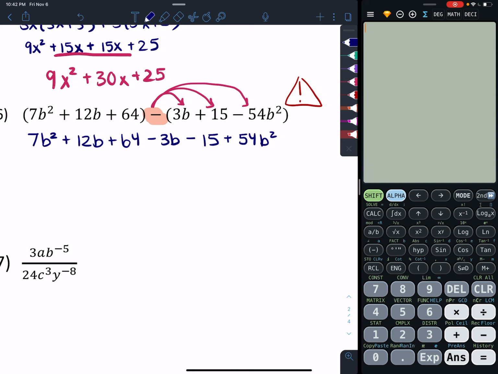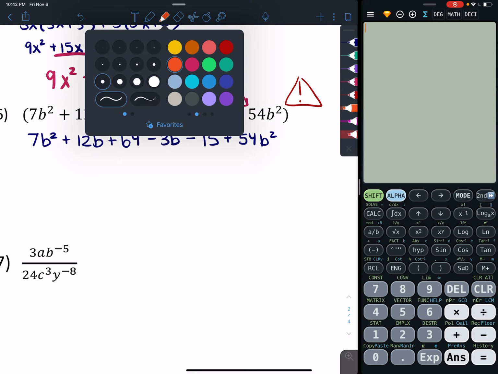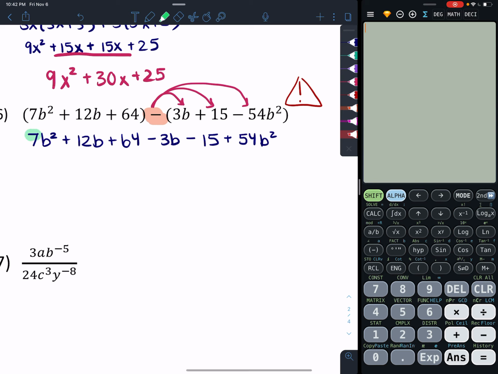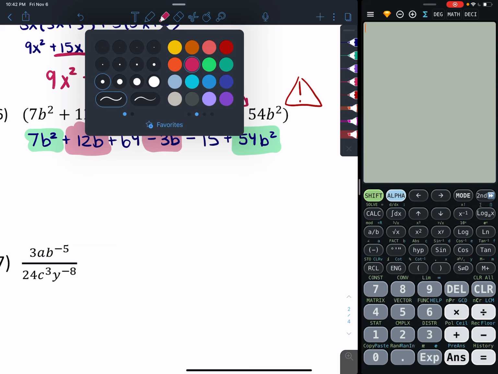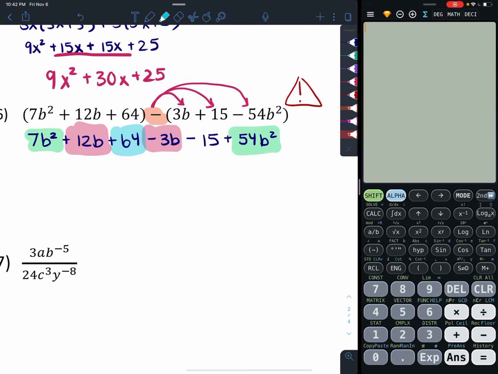Okay, so now we're going to group our like terms. We have a b squared here and another b squared here. We have a b over here and a b over here. And we have some constants. I'm going to start with the b squareds. We have 7 plus 54. So we have 61b squared.